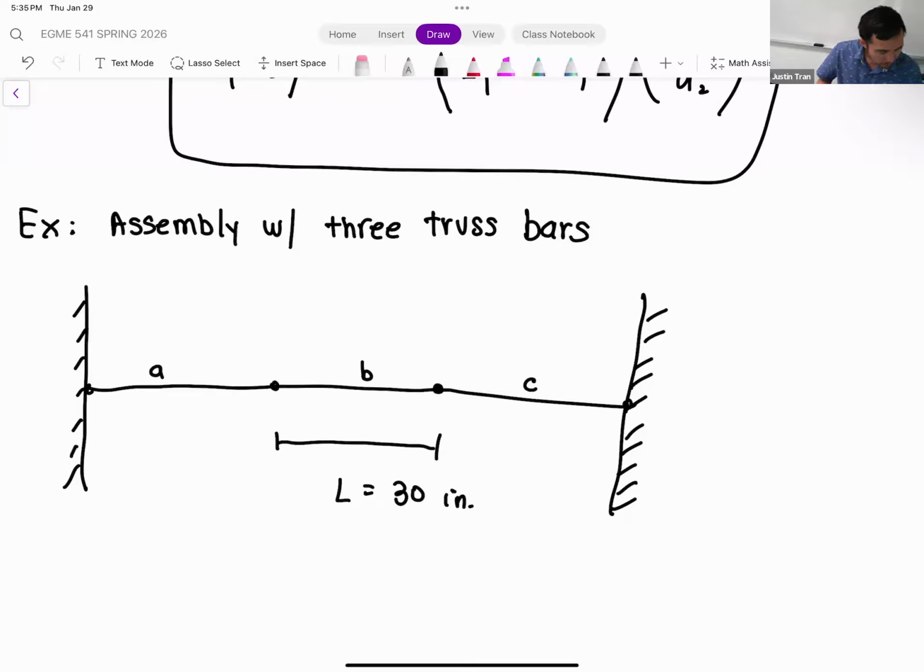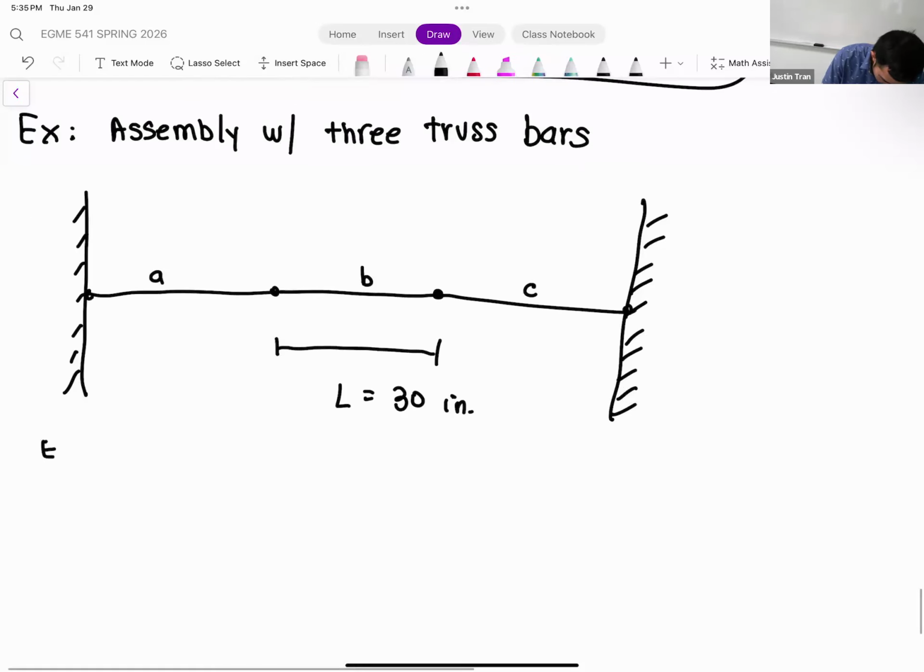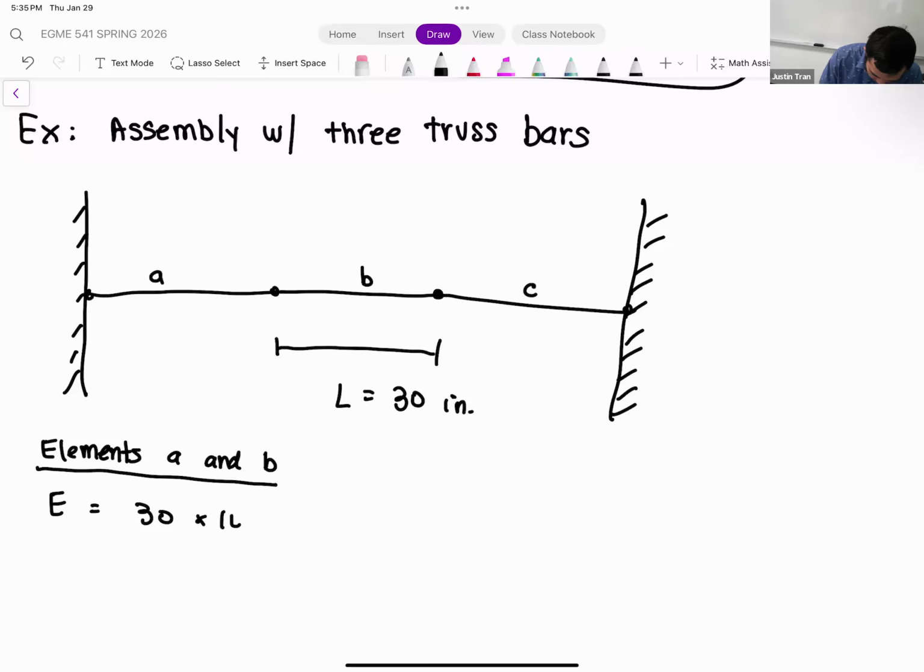All right. And then for the other material properties, elements A and B are going to be identical. So elements A and B are going to have a Young's modulus, E, of 30 times 10 to the 6 psi. They're going to have a cross-sectional area of 1 inch square. Element C is going to be different.